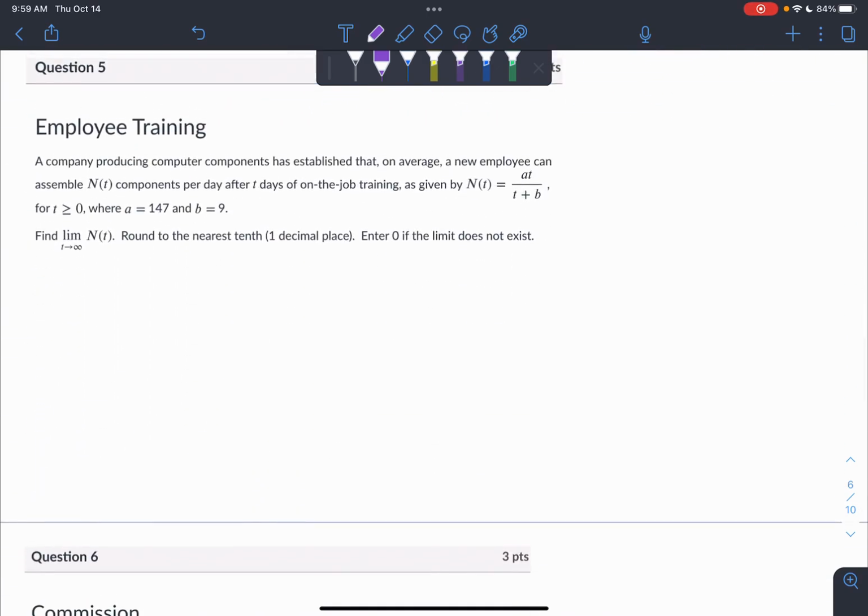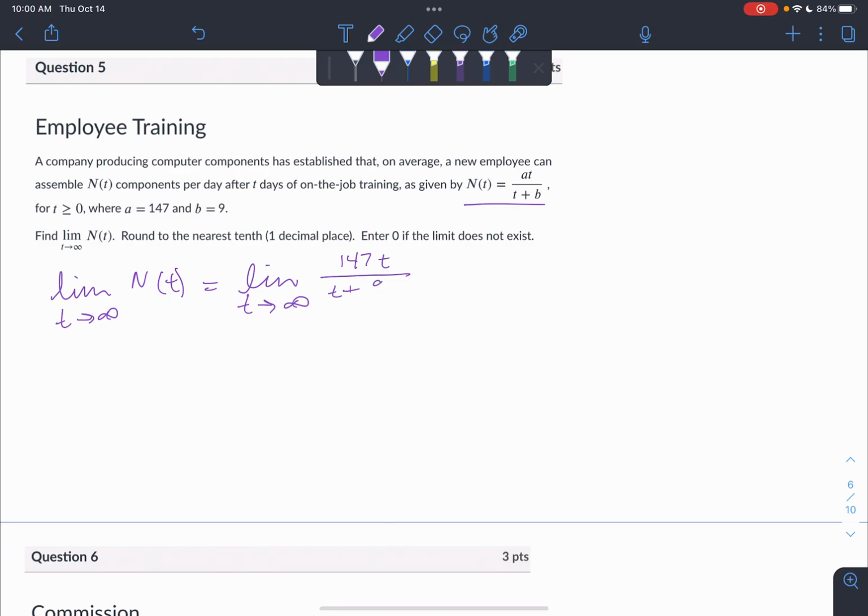Alrighty, so for this one, we have a new employee who can assemble n of t components. Okay, so we have this function n of t, and we want to find the limit as t goes to infinity of n of t. So if we plug in what we know about this problem, our n of t is this a, which is 147, t over t plus our b, which in this case is 9.